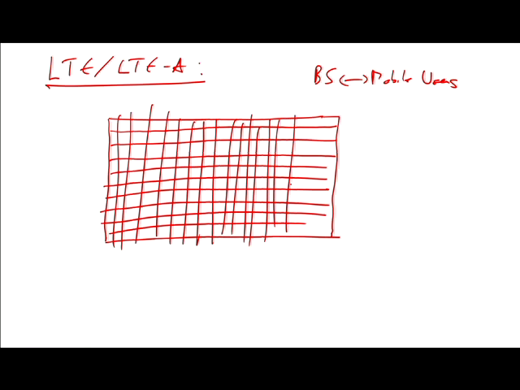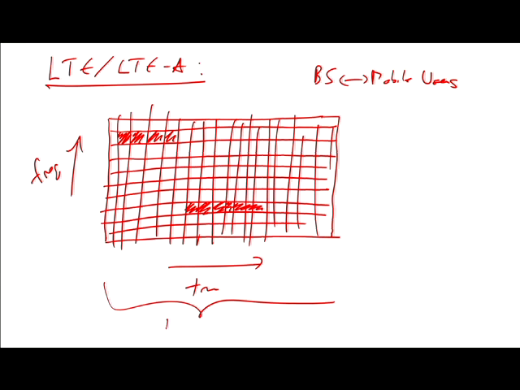So this is frequency and this is time. What this pattern does, let's say it's from base station to all the mobile users. This, and this, these are your resource blocks that might be allocated to mobile user one. This guy, maybe him and him and him, those will be allocated to mobile user two. And we call this entire length a resource frame. These are called resource blocks. Okay. And there's everything in between.